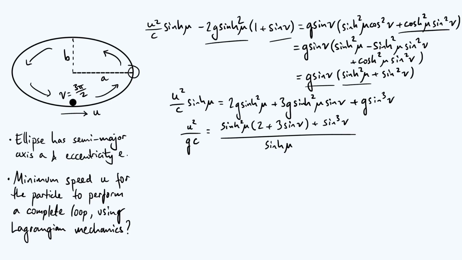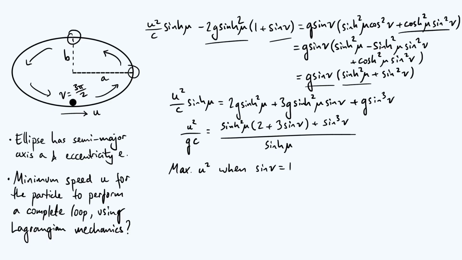Now consider how the right-hand side of this equation depends on nu. And in fact, more specifically, consider how it depends on sine nu. So the right-hand side is actually a monotonically increasing function of sine nu. And so the maximum required value of u squared is going to occur when sine nu has its biggest value. So when sine nu is equal to 1, that corresponds to nu being pi over 2, which corresponds to the top part of the ellipse.